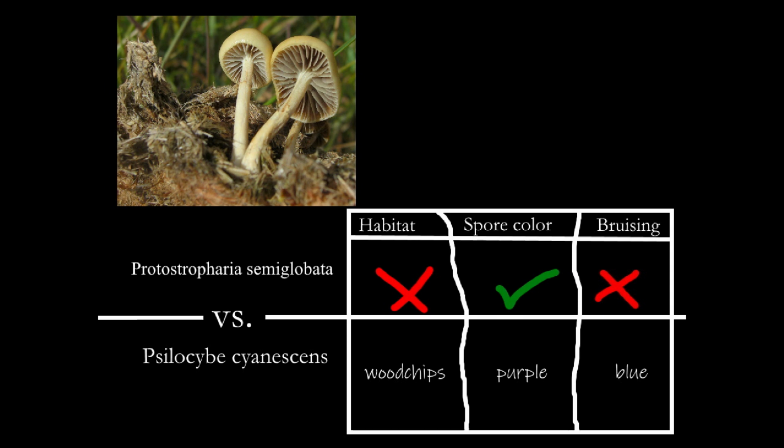There is one easy way to distinguish this mushroom from Psilocybe cyanescens before you have even touched it to check for bruising, and that is its habitat. Protostropharia semiglobata grows from dung or sometimes fertilized soil, whereas Psilocybe cyanescens will only ever be found growing from dead or decaying wood, dune grass, or other decaying plant debris. Additionally, Protostropharia species do not bruise blue.